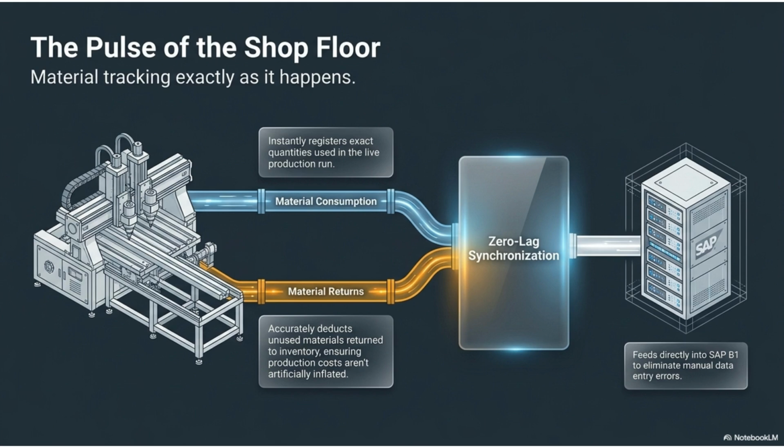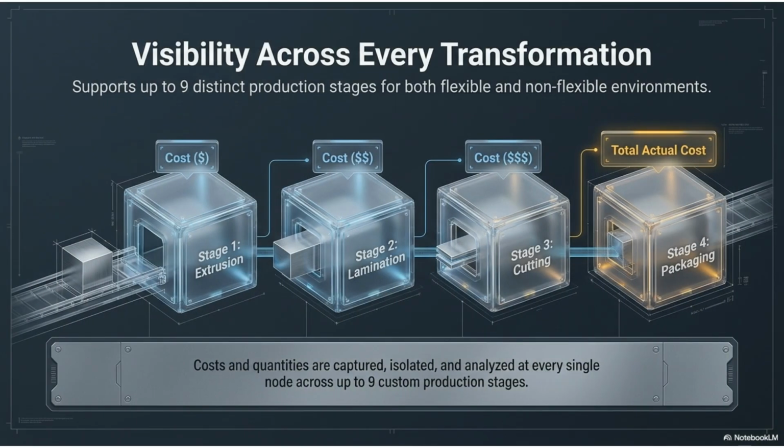This data feeds directly into SAP Business One, eliminating manual entry errors and providing an accurate pulse of the shop floor. The solution offers visibility across every transformation. It supports up to 9 distinct production stages, where costs and quantities are isolated and analyzed at every single node.